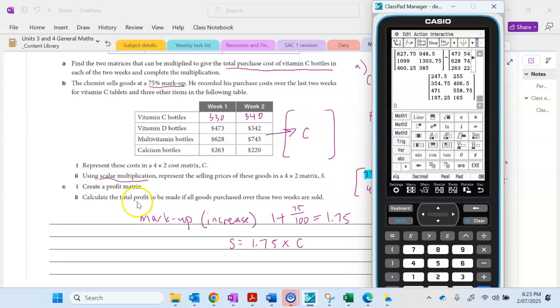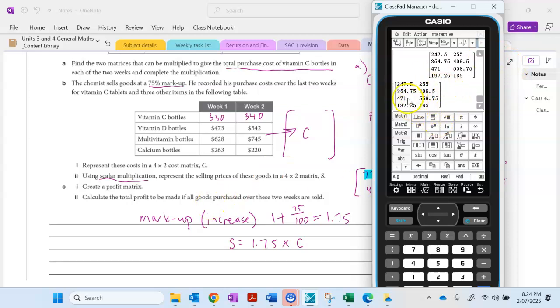If we wanted to do the total profit to be made if all goods purchased over these 2 weeks are sold. All right, so we're going to have to calculate the total profit to be made if all goods, so we have to add everything up. All right, so we want to, over 2 weeks, I wonder if we're just doing it for each product, calculate total profit to be made if all goods were sold over these 2 weeks. So I'm interpreting that, we want to sell everything.